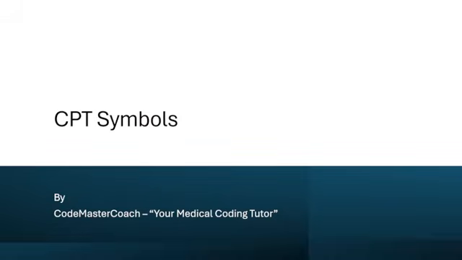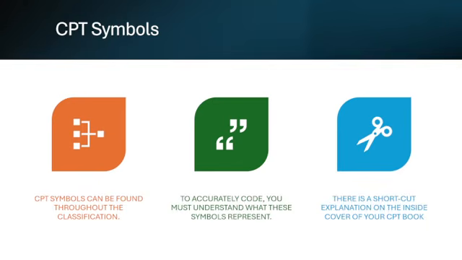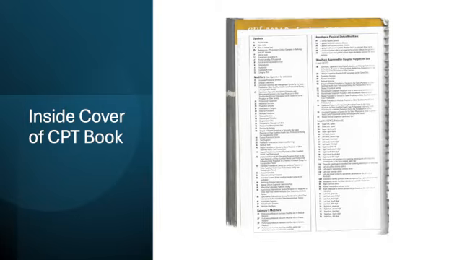I also want to cover symbols today. Symbols in CPT. These symbols can be found throughout the classification at the various codes. And to accurately code, you must understand what these symbols represent. There is a shortcut, however, with the explanations on the inside cover of your CPT book. See at the top where it says symbols?